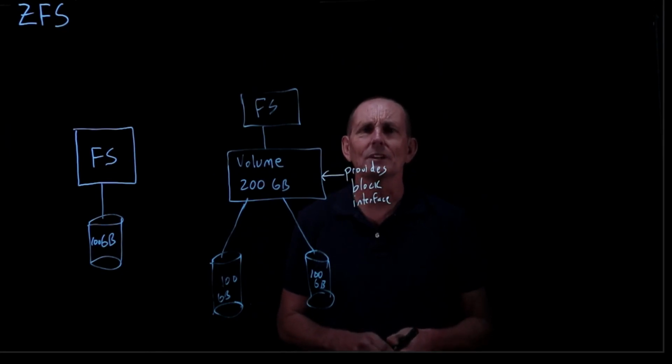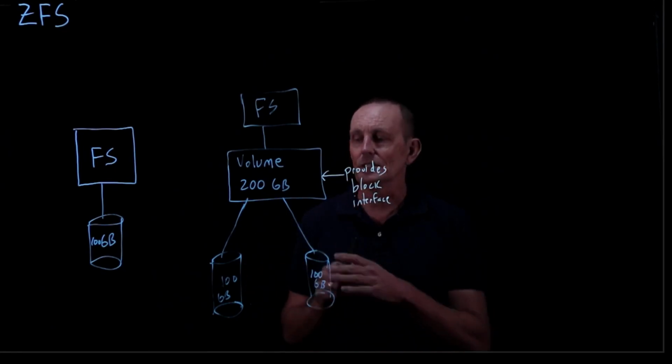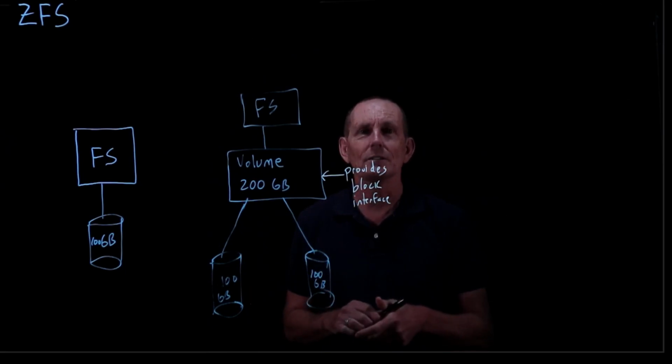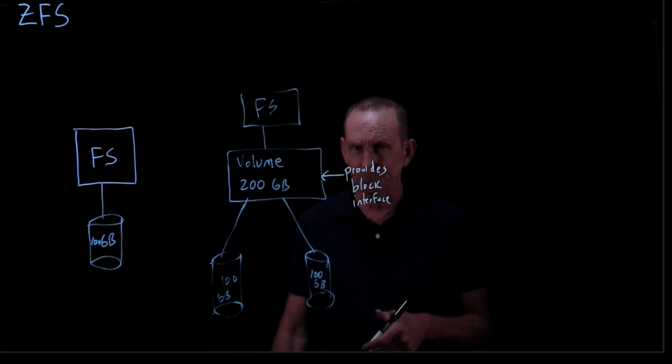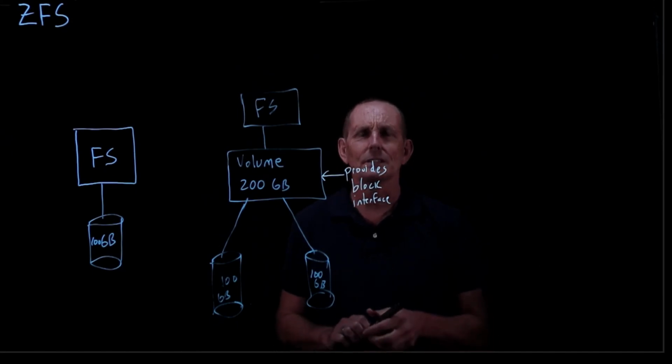All right, so what are some of the problems of this? Well, it is hard to extend the size of a file system. It's hard to share disk space among different file systems. So here's what ZFS does.